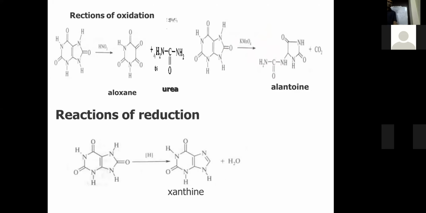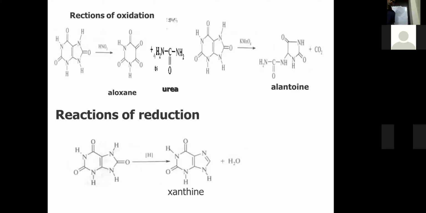So, what are the reactions of uric acid? On oxidation with HNO3, nitric acid oxidation, what do you get? Your imidazole ring is removed. You get a dioxo form at the fourth and fifth positions, and urea is also formed along with that.